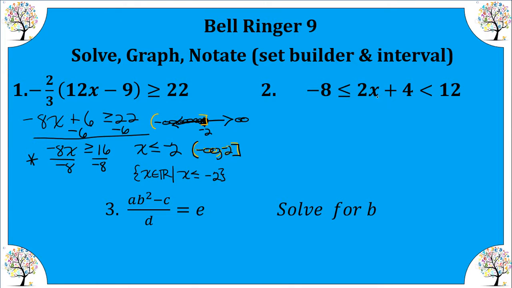Okay, we have a compound inequality. We're going to subtract 4 from all sides. We have negative 12 is less than or equal to 2x, which is less than 8. We're going to divide by a positive 2 so we don't have to reverse our inequalities.